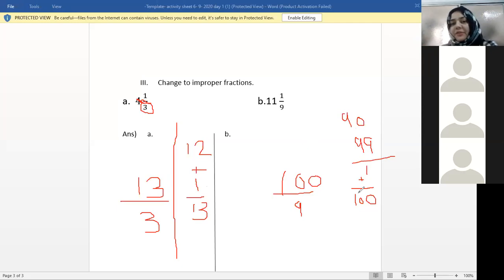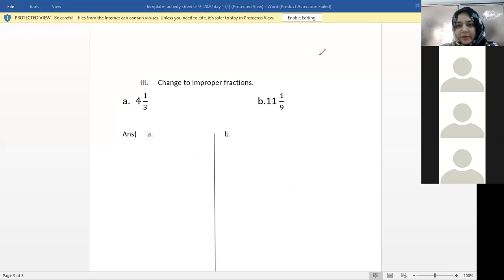Which one is easy for you? Which one is very fast? I know this is the best and easiest method, that's why I do this. Okay, so the worksheet, I can clear it. We have now completed the worksheet of maths and science both.